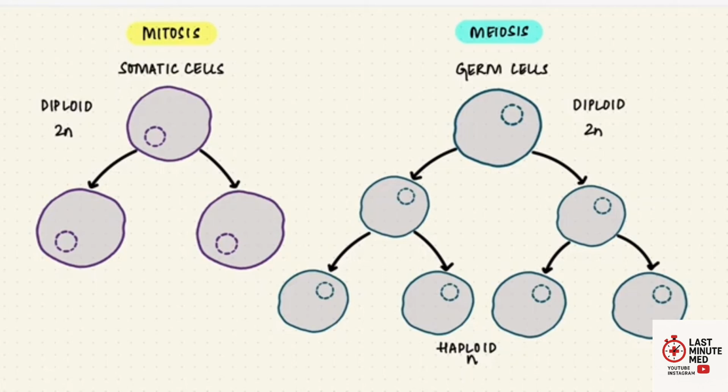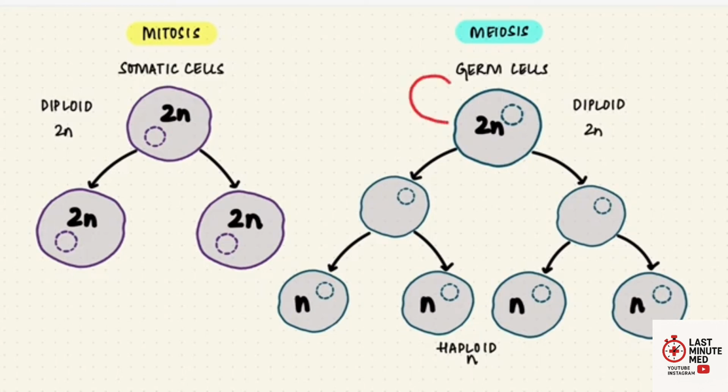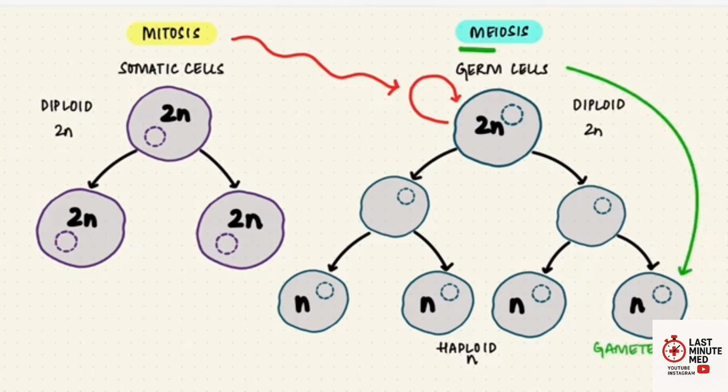In mitosis, one diploid cell divided into 2 diploid cells. See, there's no change in the chromosome number. In meiosis, after 2 series of divisions, one diploid cell divides into 4 haploid cells, so its number reduces by half. If this germ cell were to form more germ cells, that would be by mitosis. But for the germ cell to form gametes, that is by meiosis.